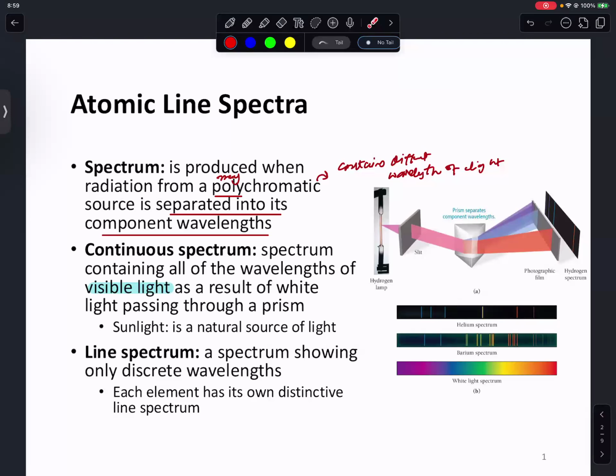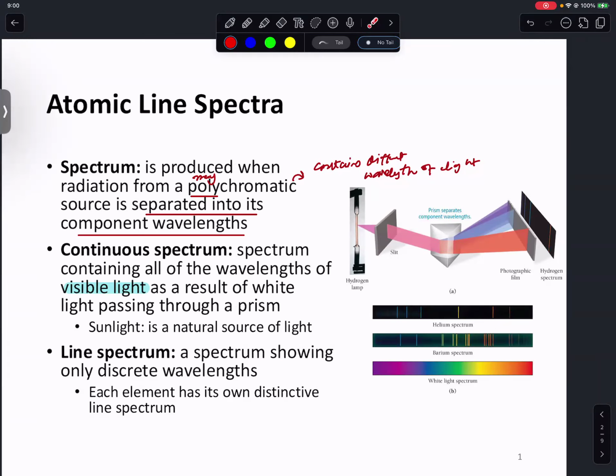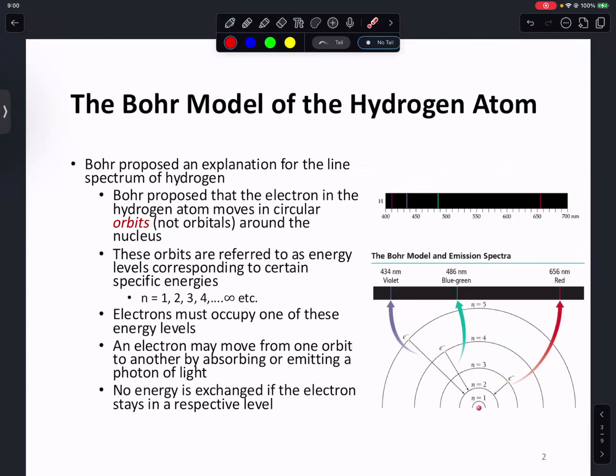Or you can have a line spectrum. A line spectrum is only showing very specific wavelengths, and some elements have very discrete line spectra. For example, you can see helium. Helium has a different line spectrum from something like barium, which is pretty cool. Now let's move on to the Bohr model.